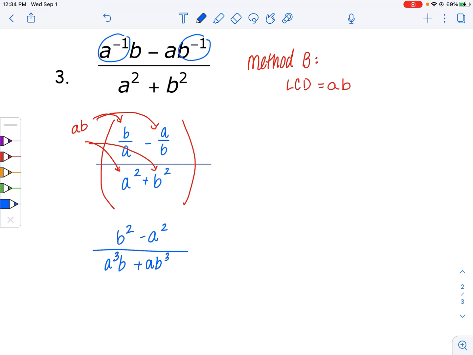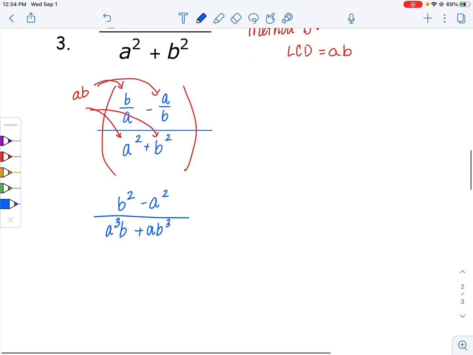Trying to simplify, notice the top is difference of perfect squares. And the bottom, I can do a GCF. So this one's going to be difference of perfect squares. You always have to keep going. And this one will be a GCF.